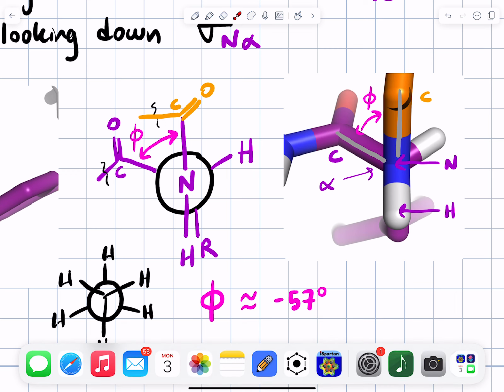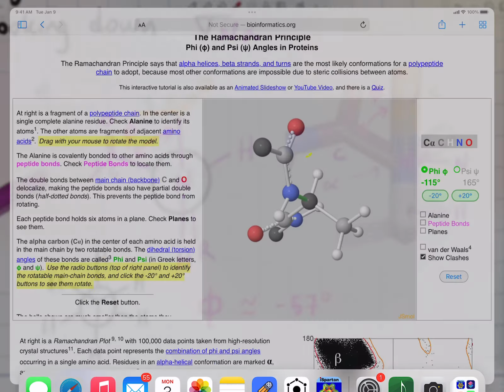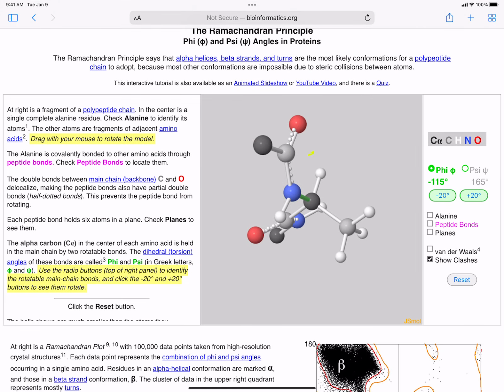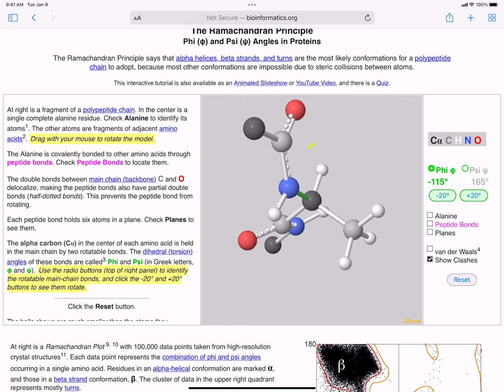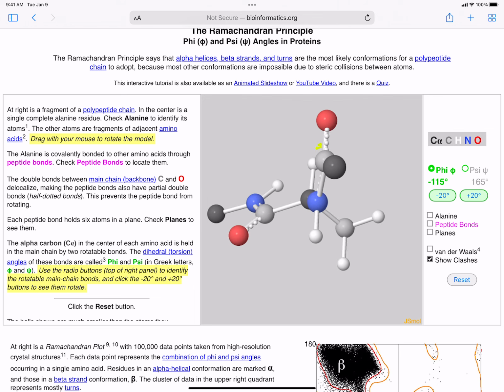So I'm going to just go to a website where there is a tool for examining phi and psi angles. There's a link to this in your study guide. The tool is not that great. Oh, it's not bad. Okay.